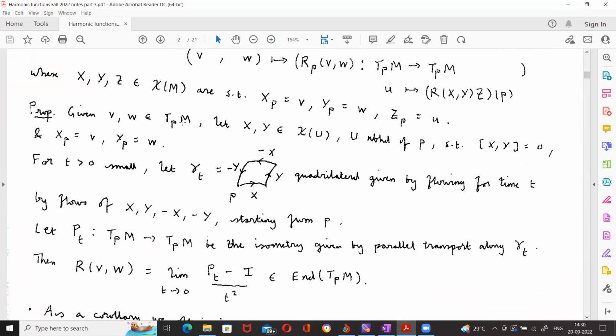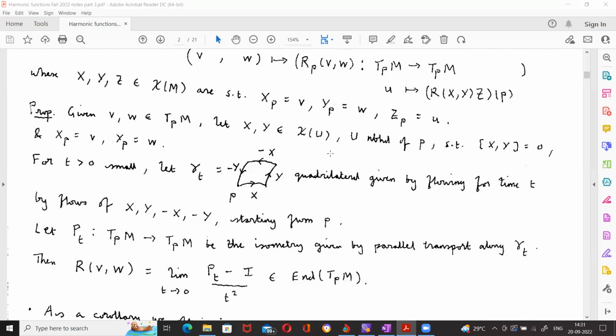Given V, W in T_P M, you let X, Y be vector fields in a neighborhood of P which commute, so the bracket of X, Y is 0, and such that X at P is V and Y at P is W. Note we can always find such vector fields. Do you see how to find such vector fields? I can take a linear combination of coordinate vector fields, del xi.